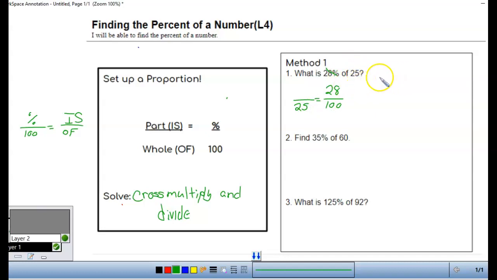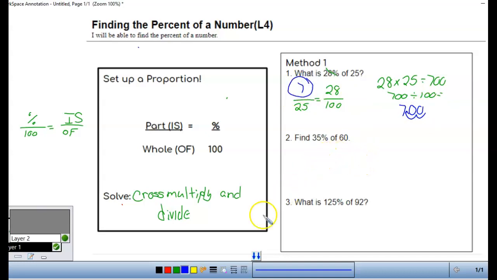We're going to do 28 times 25 to get 700. Then we'll do 700 divided by 100. Remember, dividing by powers of 10 is really easy. We're just going to move our decimal however many zeros. So 1, 2. So it is 7.